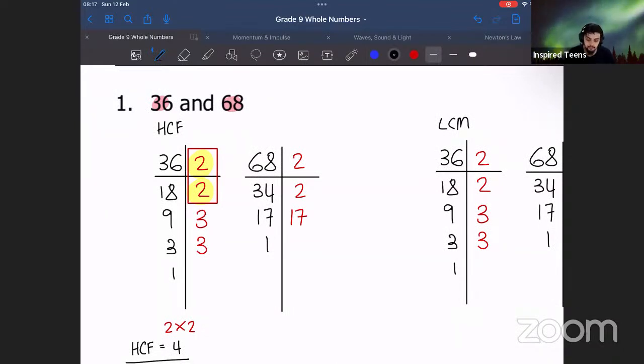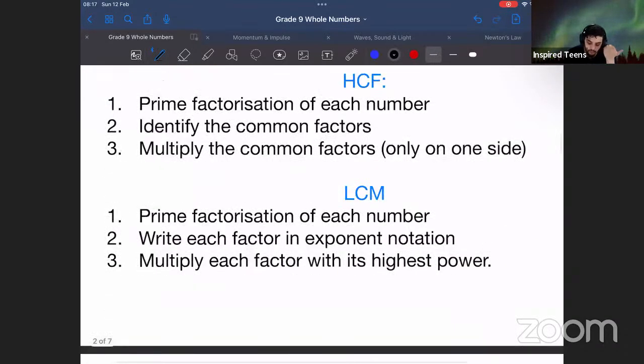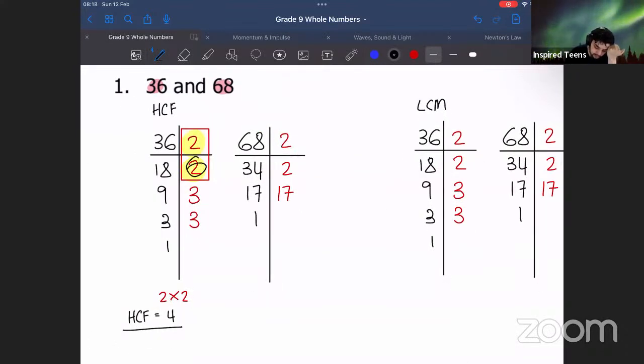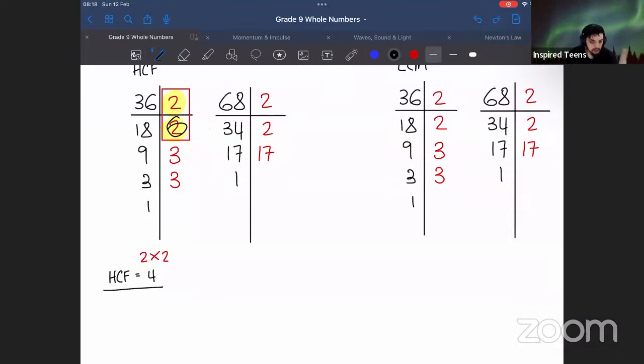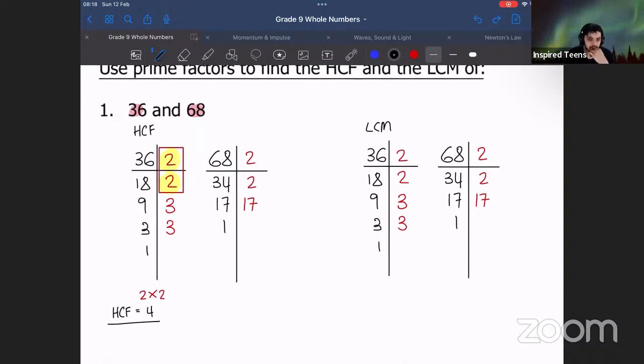Okay, so one more time. You need to identify the common factors and multiply the common factors only on one side. So I've identified them. It's 2 because it's common there. There's another 2 because it's common there. There's no 3 on both sides, and there's no 17 on both sides. It's only on 1, respectively, right? Okay, so that's the HCF done, right? For 2 numbers. Let's look at LCM.